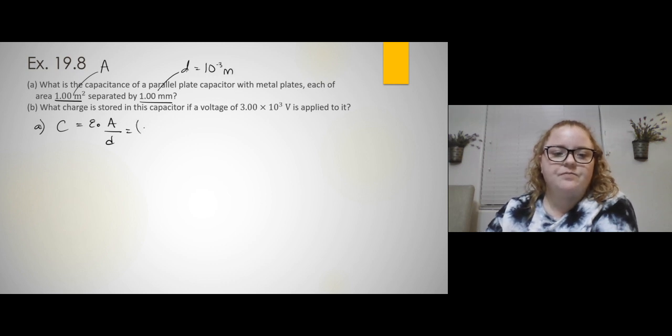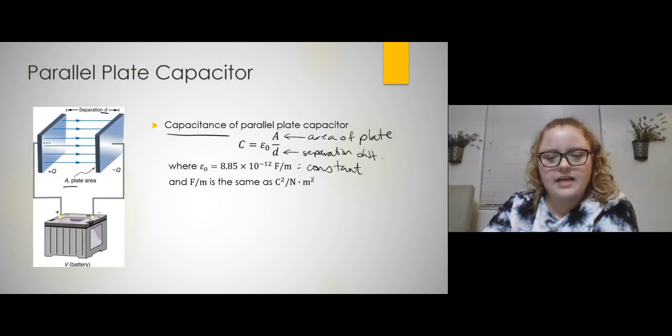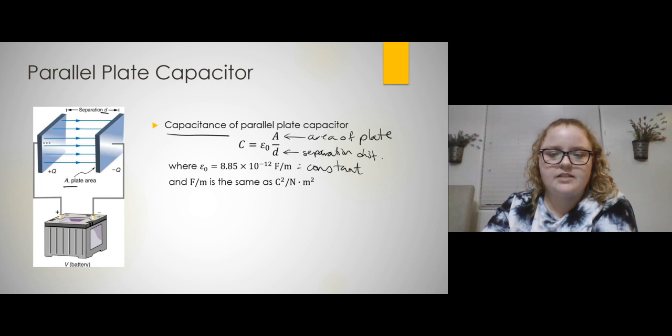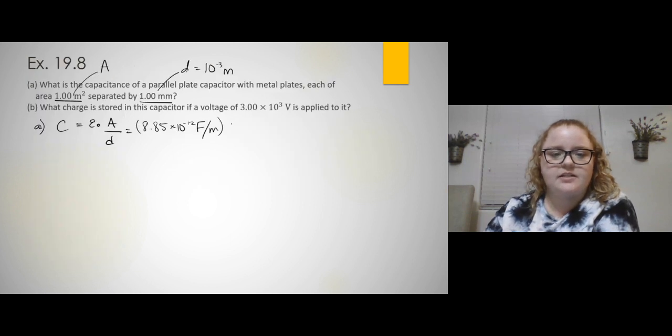Okay, so let's go ahead and calculate this. Epsilon naught is 8.85 times 10 to the negative 12th farads per meter. Right? Double checking. Perfect. Times our area, which is 1 meter squared, divided by our separation distance, and that's 10 to the negative third meters. Okay.